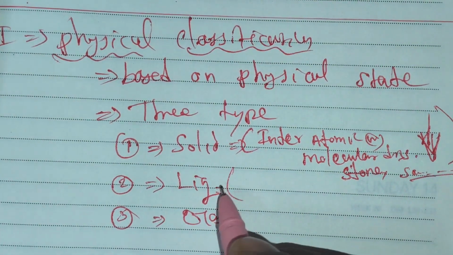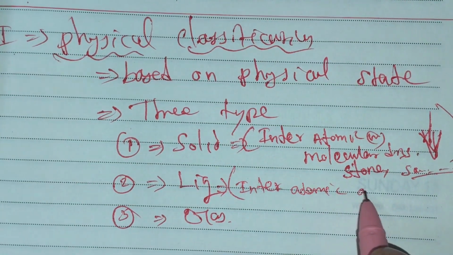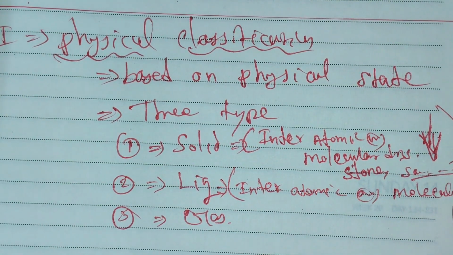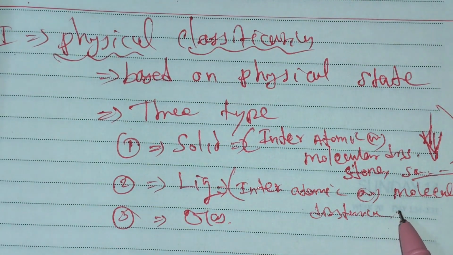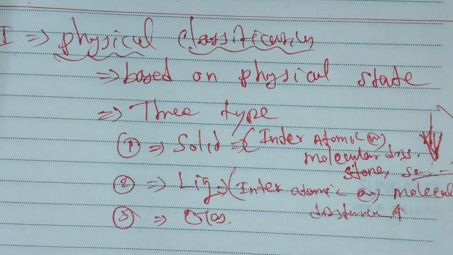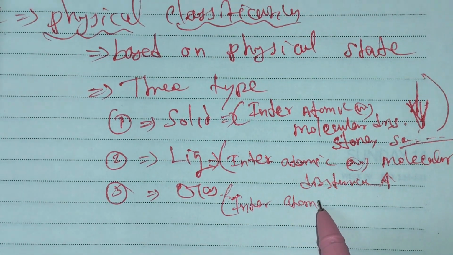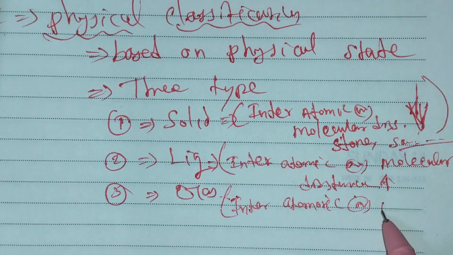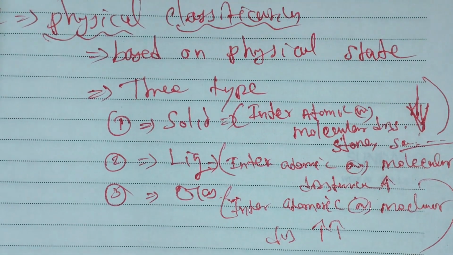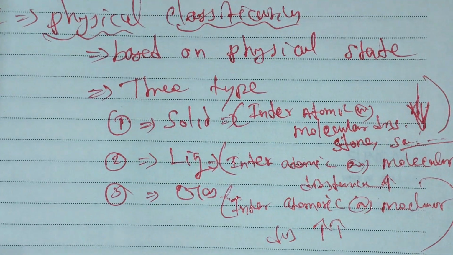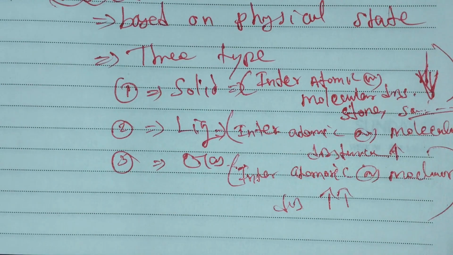And in liquids, the interatomic, ionic or molecular distance is a little bit greater compared to solids. And in gas, the interatomic or molecular distance is very high. One molecule to another molecule has a much greater distance. In general, these three types of matter are based on the interatomic or molecular distance.